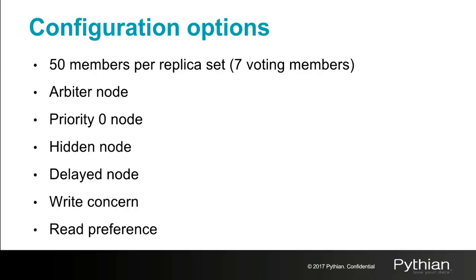Each replica set can have up to 50 members, and 7 members can only vote in elections. There are different configuration options. We can have an arbiter node, a priority 0 node, hidden nodes, and a delayed node. We can also manipulate the write concern and the read preference for the replica set.